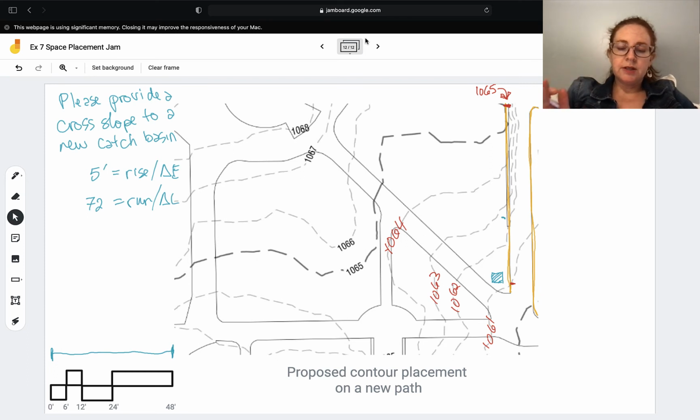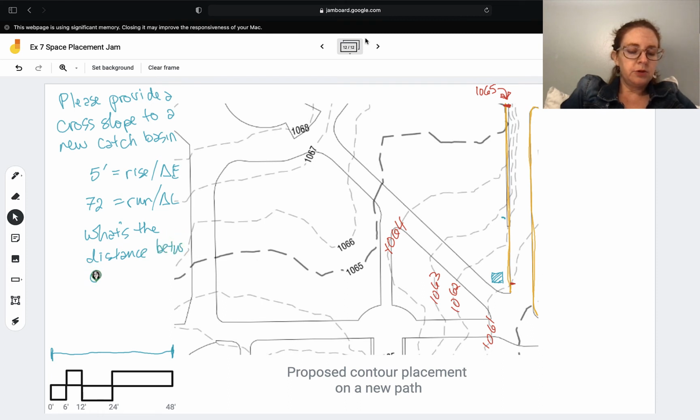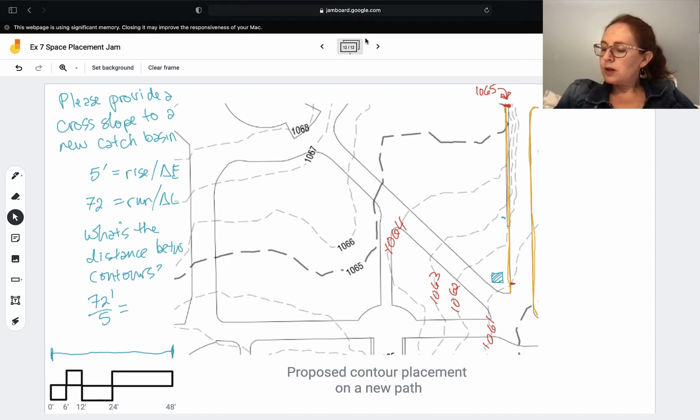So if I'm going to do this evenly, let's just see what's going to happen. So I'm going to divide 72. So what's the distance between contours? So that would be 72 feet divided by 5 feet. And I can't do that in my head at this hour, so I'm going to use my calculator, 14.4.